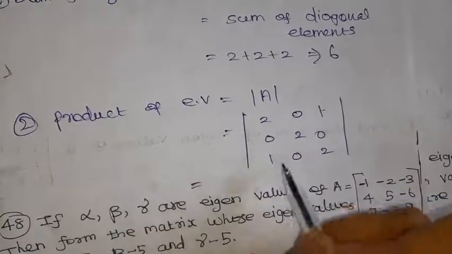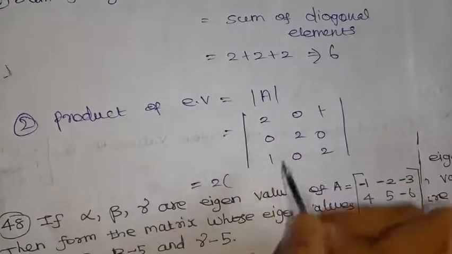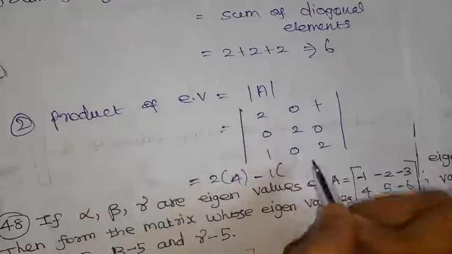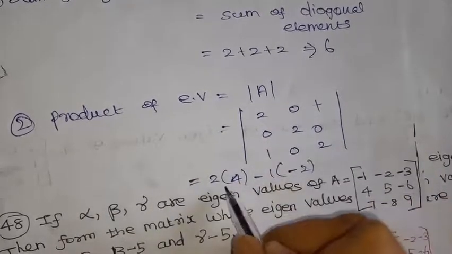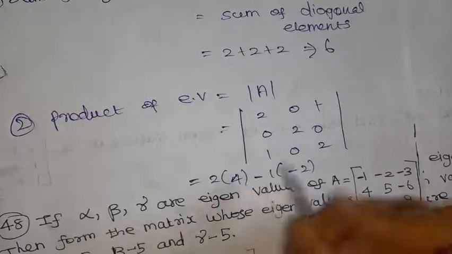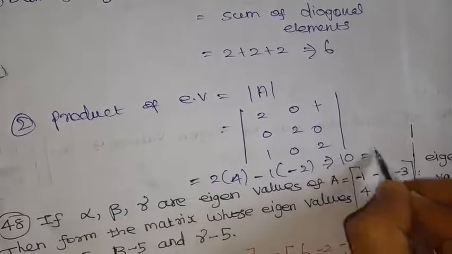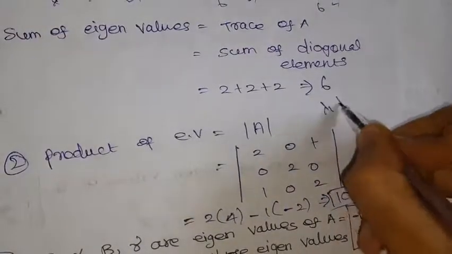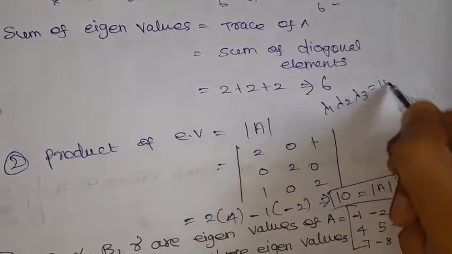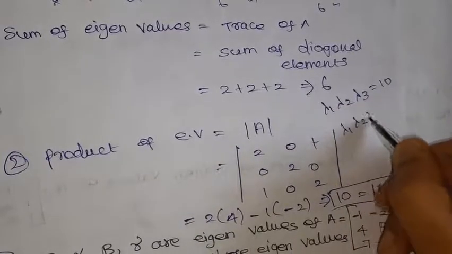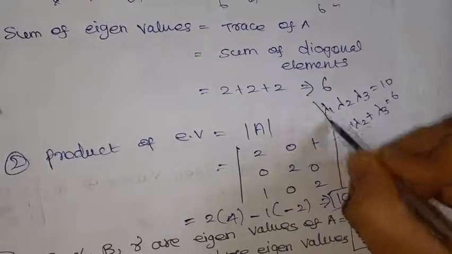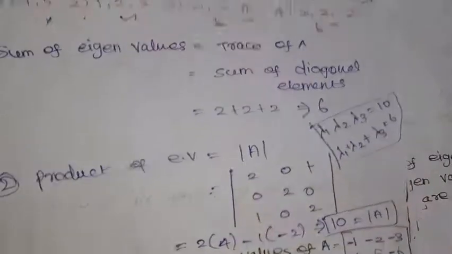2 into 4 minus 1 into minus 2. So 8 minus into minus plus 10. So the determinant value we are getting is 2. So the product of eigenvalues should be 10. So lambda 1, lambda 2, lambda 3 should be 10, and the sum should be 6. So we'll check the options which satisfy these two conditions.